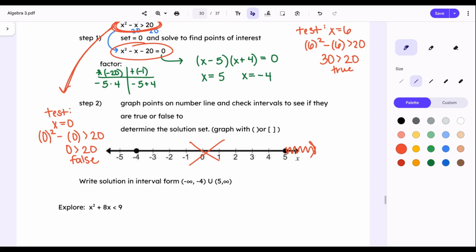Then the other thing is to test -4. A number smaller than -4 would be -5. So if I put in -5 for x, that would look like this: (-5) squared minus (-5). Really watch your signs on these ones. That's why I'm putting parentheses around all my numbers. This would become 25, and then this becomes +5. So we get 30 again, which is still greater than 20. So this is still true, which means I want to shade on this side as well.